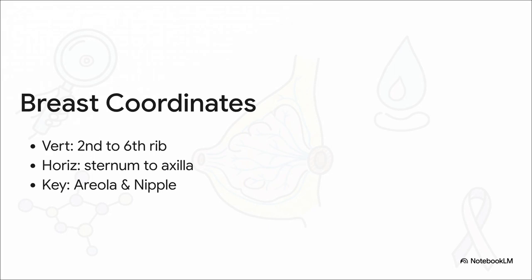So, if we're mapping out the primary coordinates, the breast sits squarely in the superficial fascia of the pectoral region. Vertically, it extends from the second rib all the way down to the sixth rib. Horizontally, it spans from the lateral border of the sternum right over to the mid-axillary line on your side. And of course, the key surface landmarks to orient ourselves are the areola, that's the pigmented skin containing sebaceous glands that literally lubricate the area, and the nipple itself.